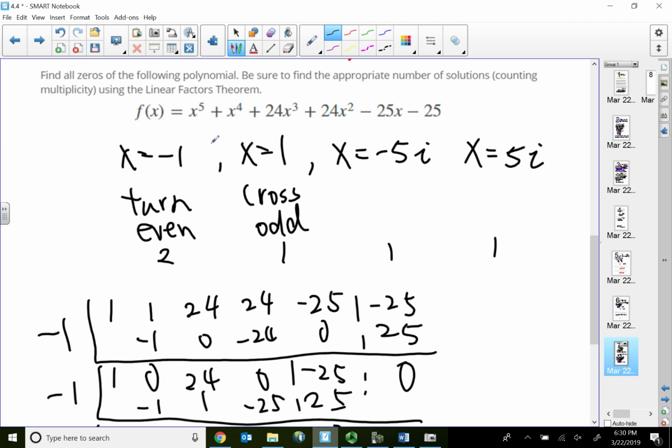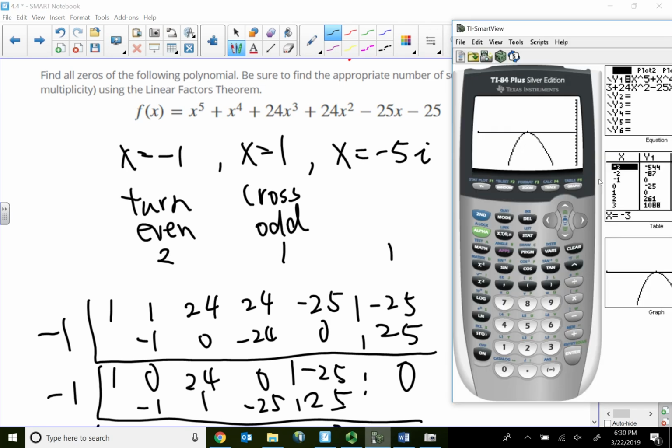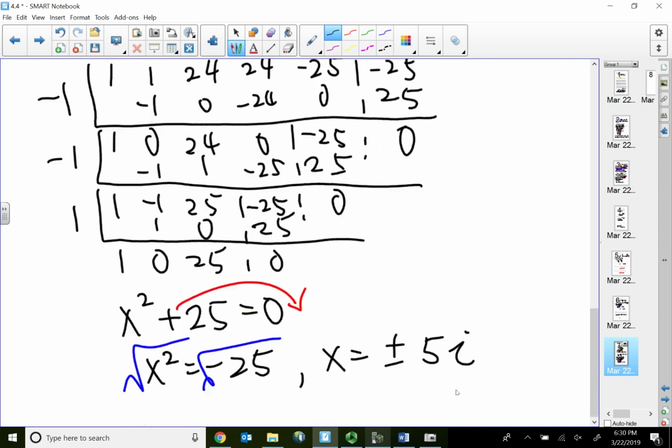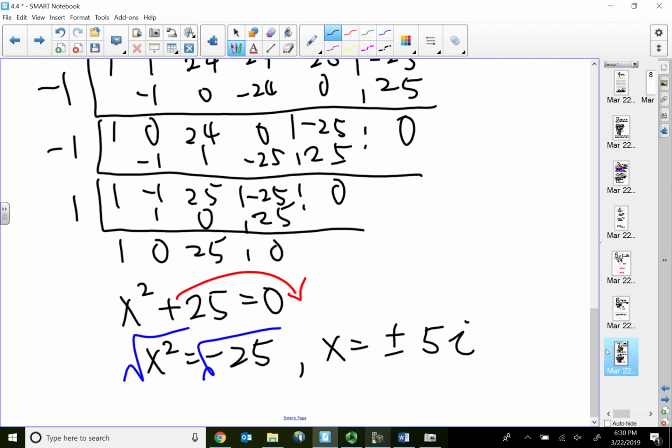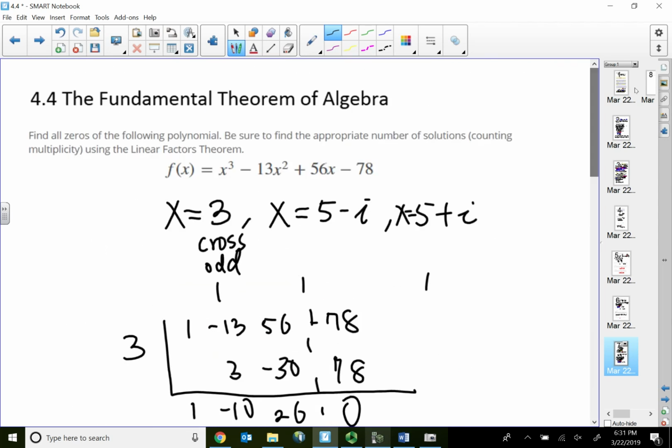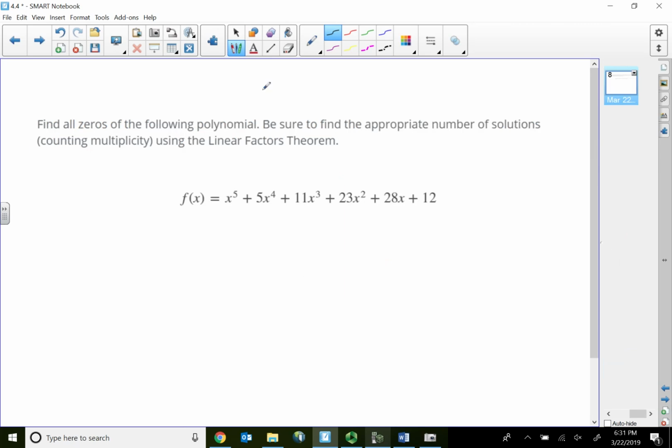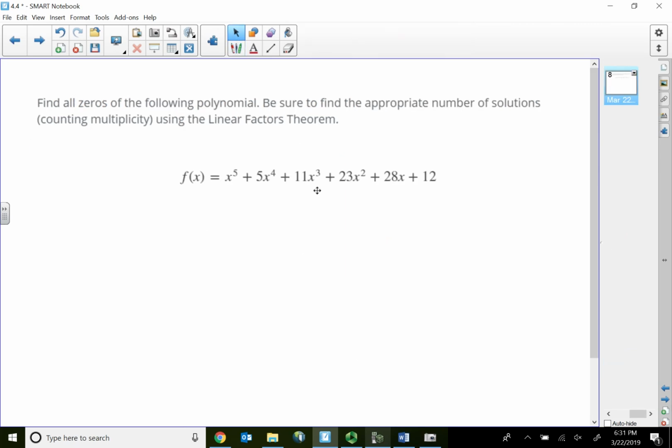All right. Is that always the case? It all depends on the graph and what happens when we broke it down to a quadratic. It really depends. All right, let's try one more. Let's try this one. This one doesn't look so nice.